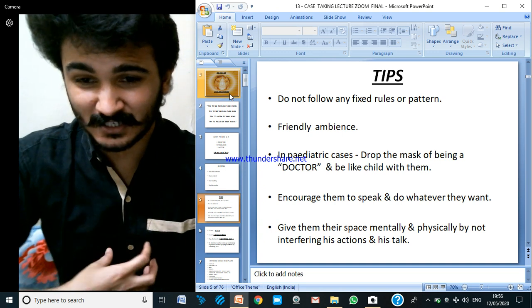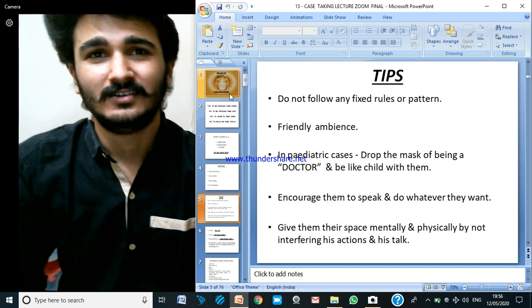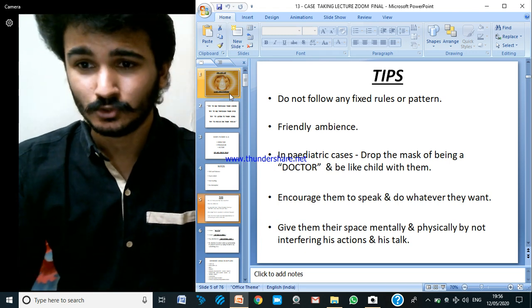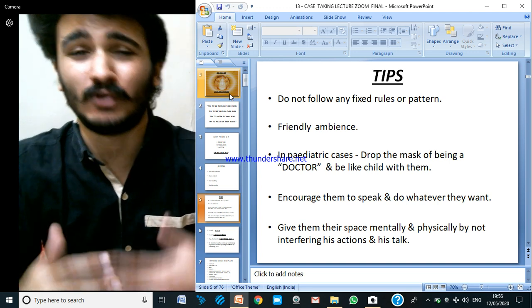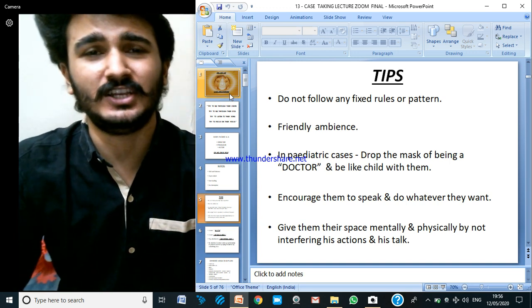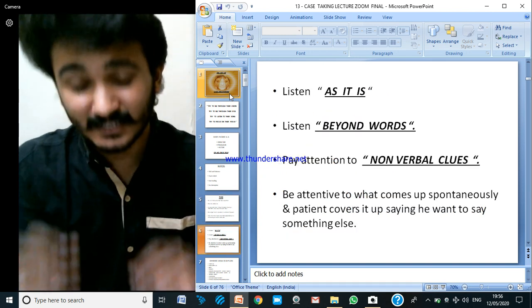Because it is the patient's inner energy that is speaking up, and you are telling him, don't speak, speak only what I want to. Never do that. Okay? So encourage them and give them their space. Whatever they want to talk about, let them talk. Let them do whatever they want for the initial minutes. Just observe. Listen as it is.